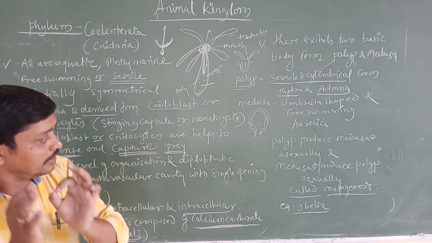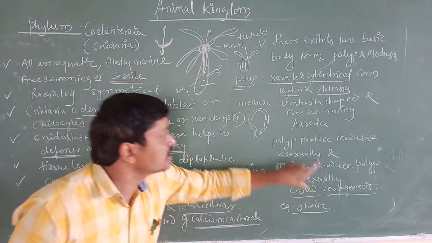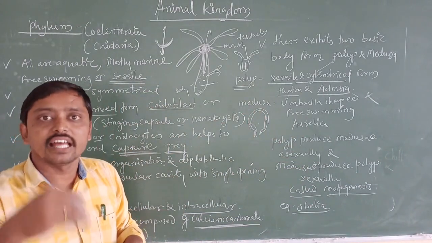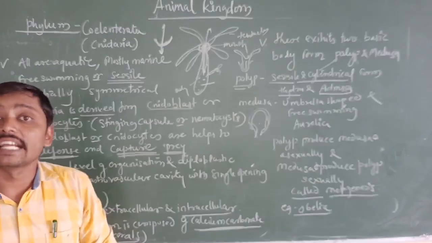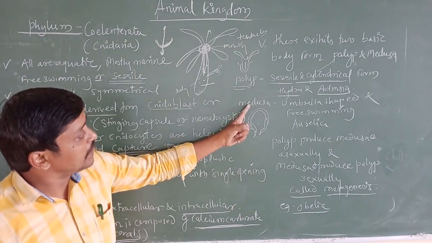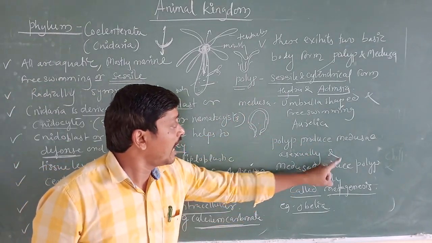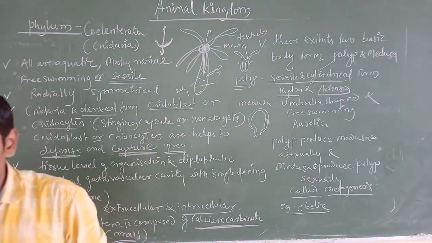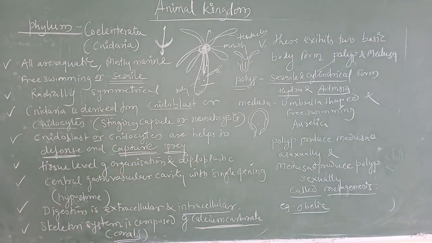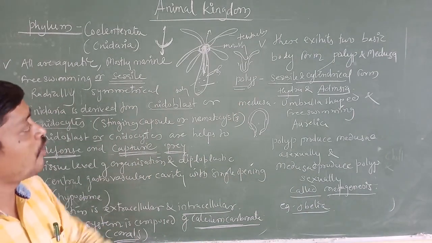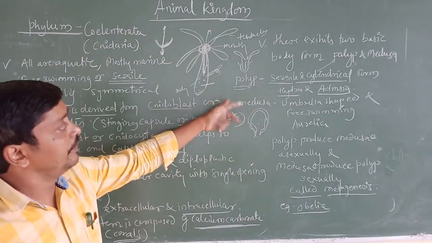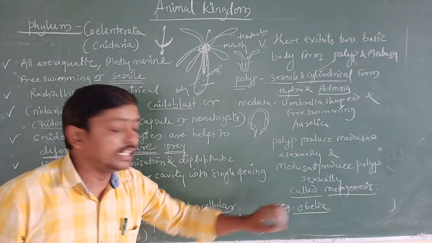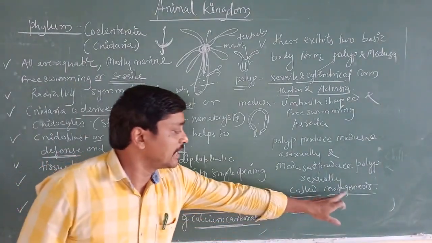Understood? The definition of metagenesis is: polyp produces medusae by asexual reproduction and medusae produce polyp sexually, and that is called metagenesis. The Cnidarians exhibit both the forms of polyp and medusa, in which polyp produces the medusa asexually and medusa produces the polyp sexually, and that process is called metagenesis.